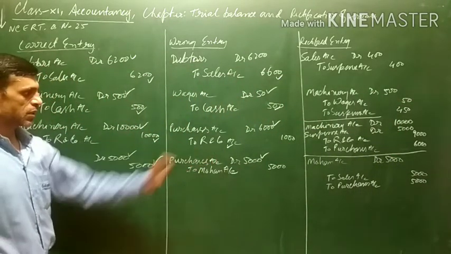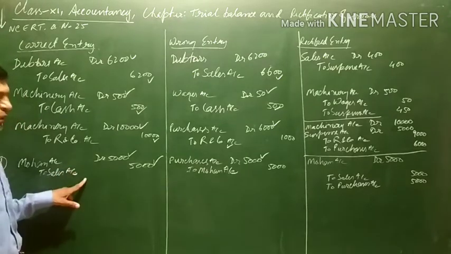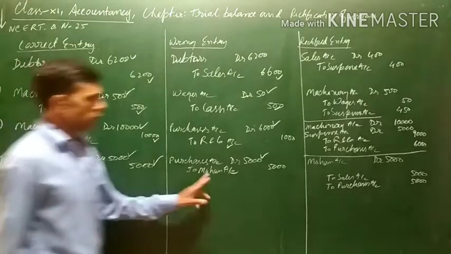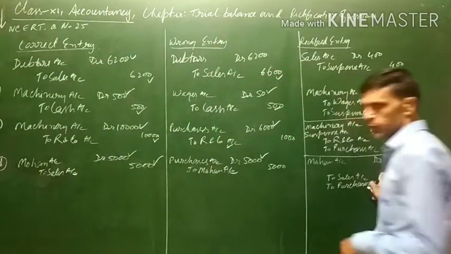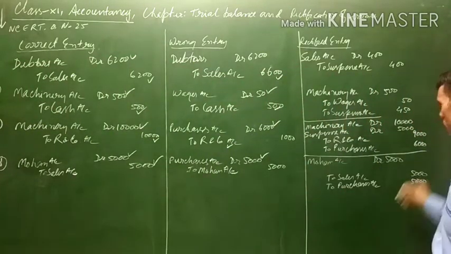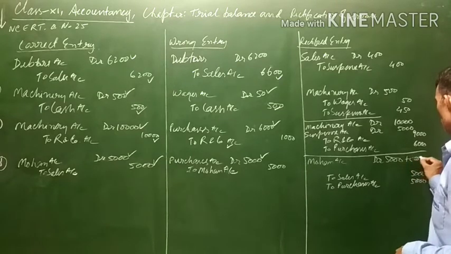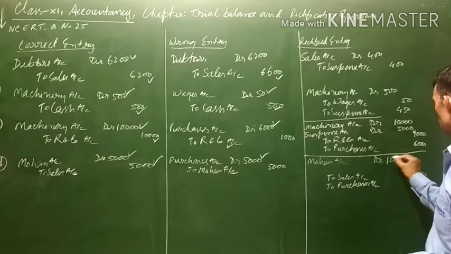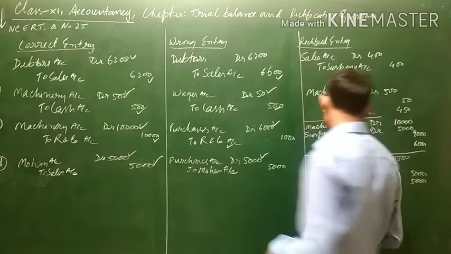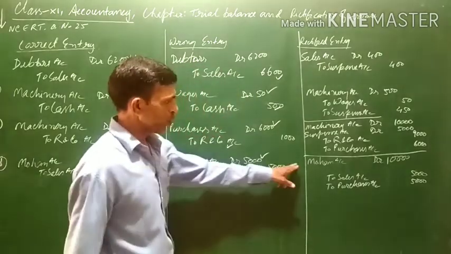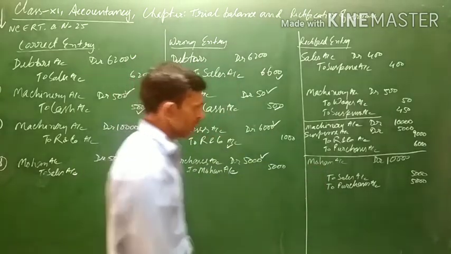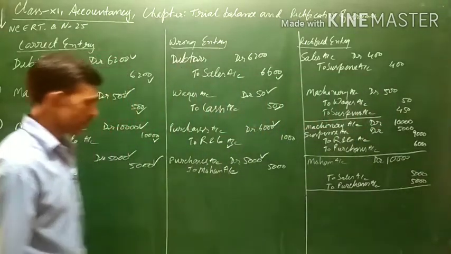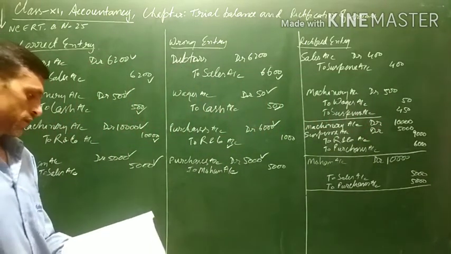Mohan account has been credited, but there is no need to credit Mohan account. In order to cancel this, we have to debit Mohan account. You can see Mohan account has already been debited with 5,000, so 5,000 more debit is required. So total debit to Mohan will become 5,000 plus 5,000, it will become 10,000. Now you can see the debit as well as the credit are both equal. Mohan account debit 10,000 to sales account and purchases account 5,000 each, means both the debit and the credit are now 10,000. Come to the E part.